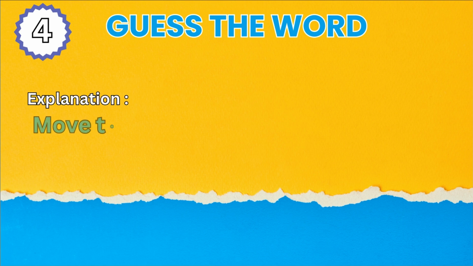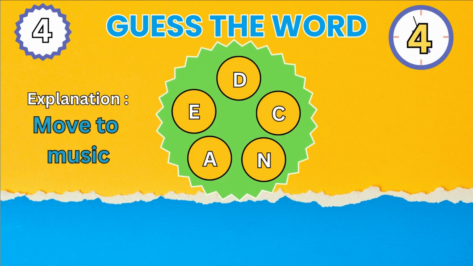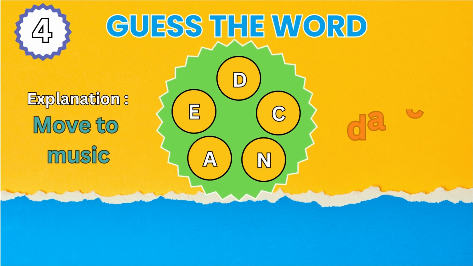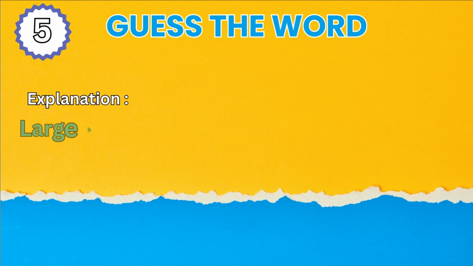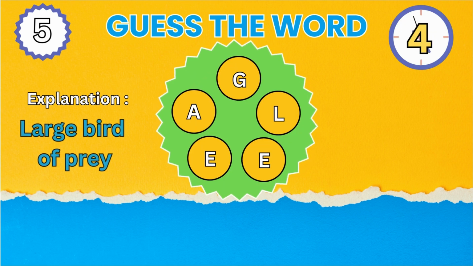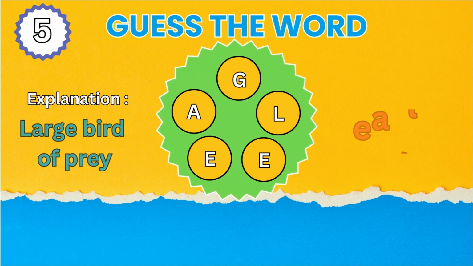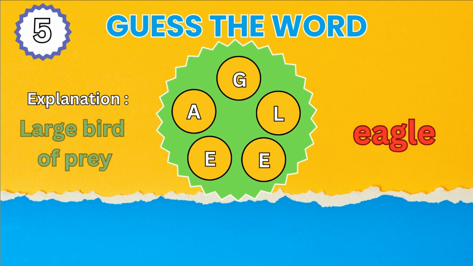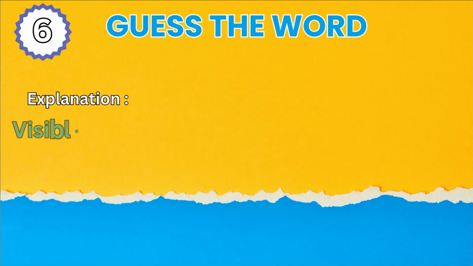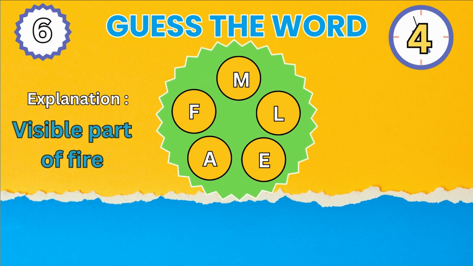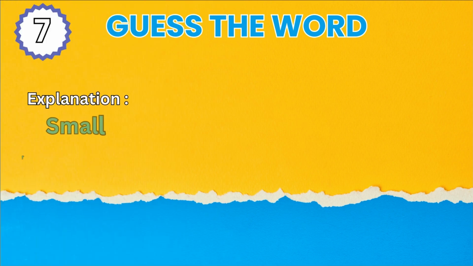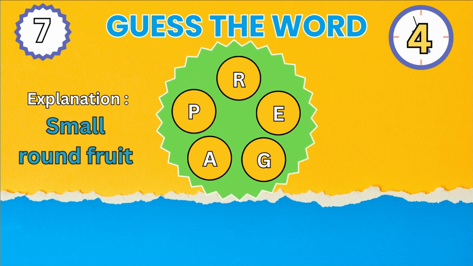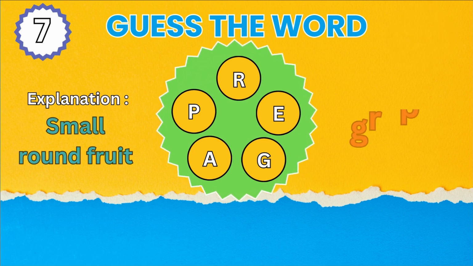Number four. Can you guess? Can you guess? Yes, it is eagle. Number six, can you guess? Look at the hint. This one. Yes, this is grape.